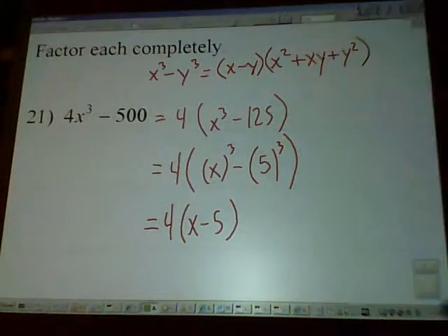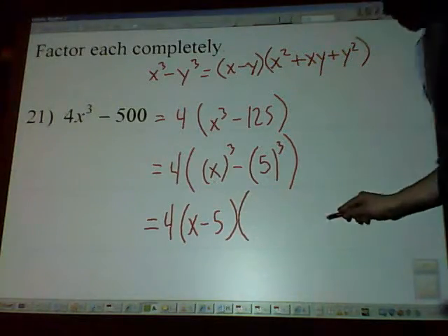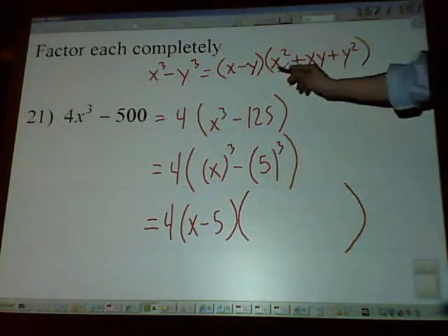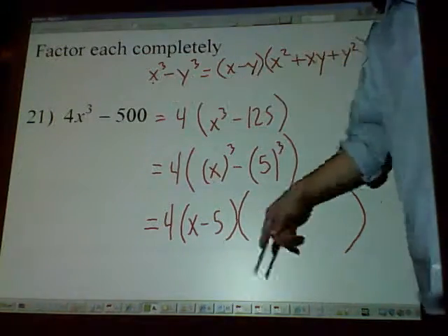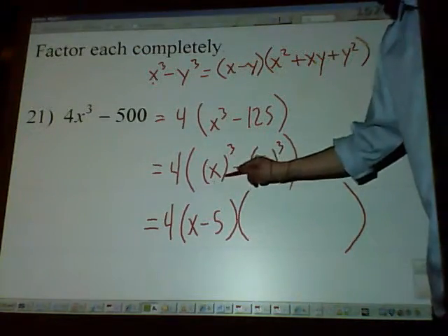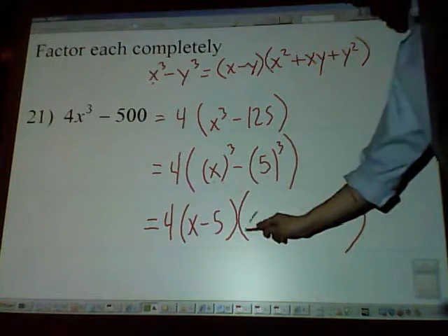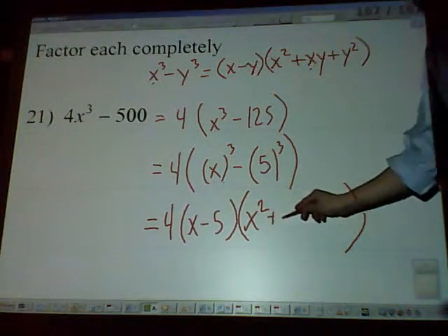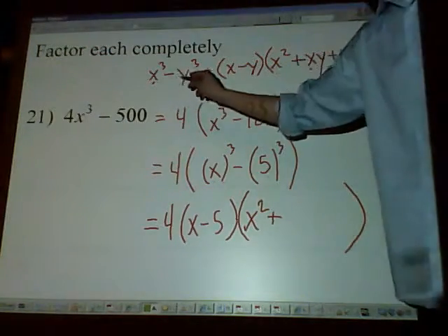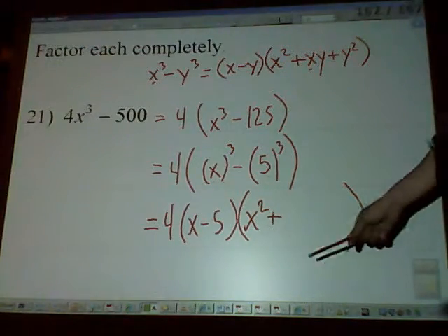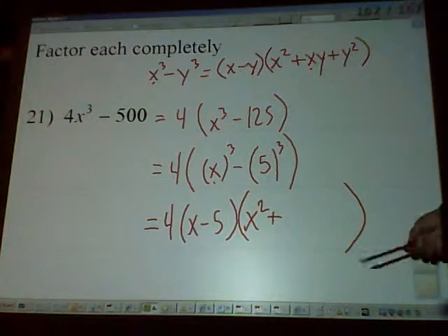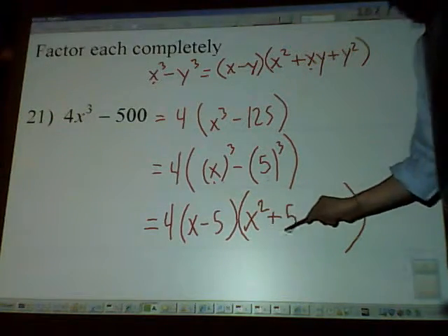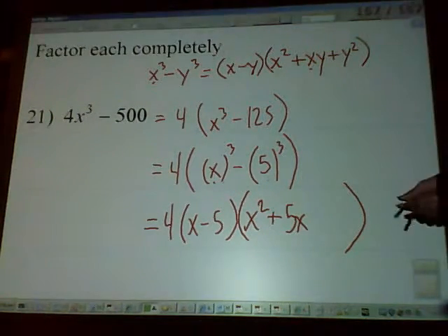So x minus 5. Now, we come in here, and we say, oh, x squared. So that's the first thing that you cubed. Look at it. What am I cubing? X. I'm going to square x. So that's just x squared, right? Now it says plus xy. So I put a plus, and then I have to multiply these two numbers that are getting cubed together. And again, those numbers are x and 5. If I multiply them together, I get 5x.